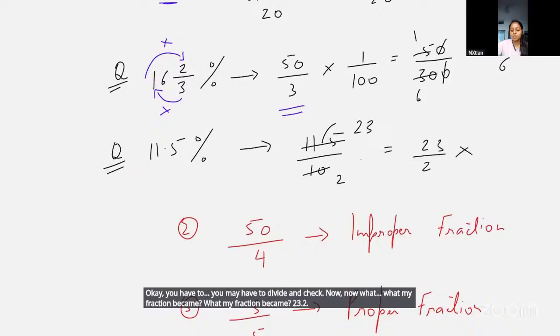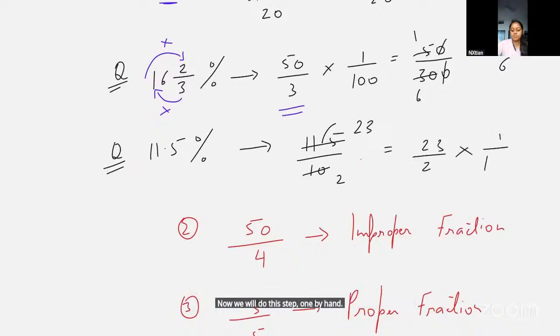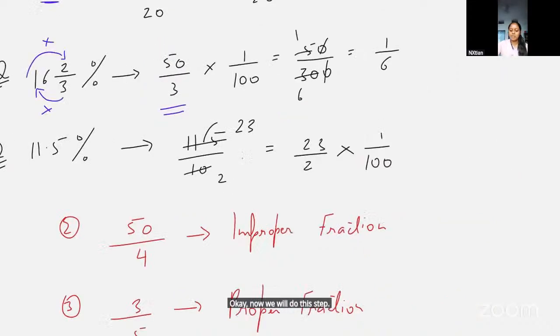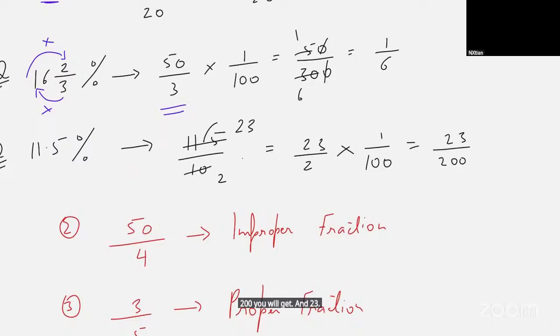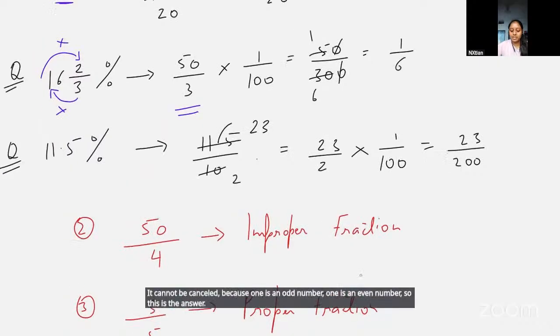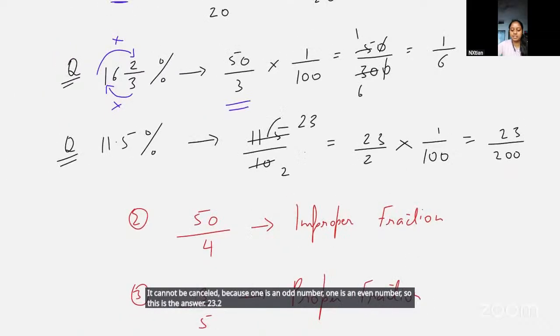Now we will do the step 1 by 100. So you get 23 upon 200. Can 23 upon 200 be cancelled? No, it cannot be cancelled, because one is an odd number and one is an even number. So 23 upon 200 is the answer.